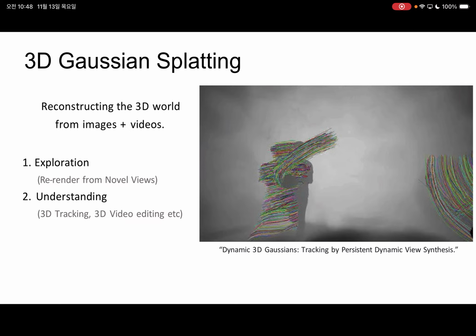And then, based on this reconstructed 3D Gaussian splatting, we can do 3D-level understanding, like 3D point tracking or 3D video editing. This is the final project, right? Once we get 3D Gaussian splatting, then we can edit something in the 3D space, considering visibility or penetration, collision between objects, right? There can be many things, but exploration, re-rendering from novel viewpoints, understanding, 3D tracking, and 3D video editing can be achieved with 3D Gaussian splatting.